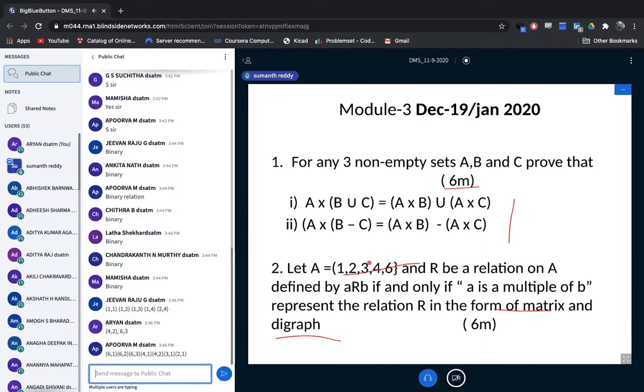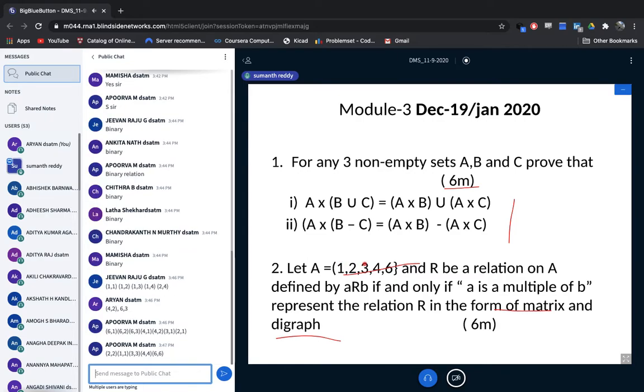See, actually, you can write 6, 6, 6, 3, 6, 2, 6, 1. Similarly, 4, 4, 4, 2, 4, 1. Next, 3, 3, 3, 1, 2, 2, 2, 1, and 1, 1. I think you got an idea, right? So once you write the ordered pairs correctly, representing the relation in the form of a matrix and digraph will be easy. Digraph I have not taught you yet, but the matrix will be easy.